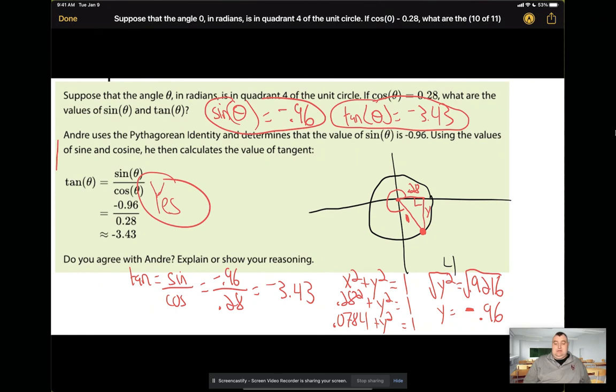Why do we agree with Andre? Because we actually did the work ourselves and we figured out that the value of sine was negative 0.96 and the value of tangent was negative 3.43. So that is it for the examples, and that is it for this lesson.